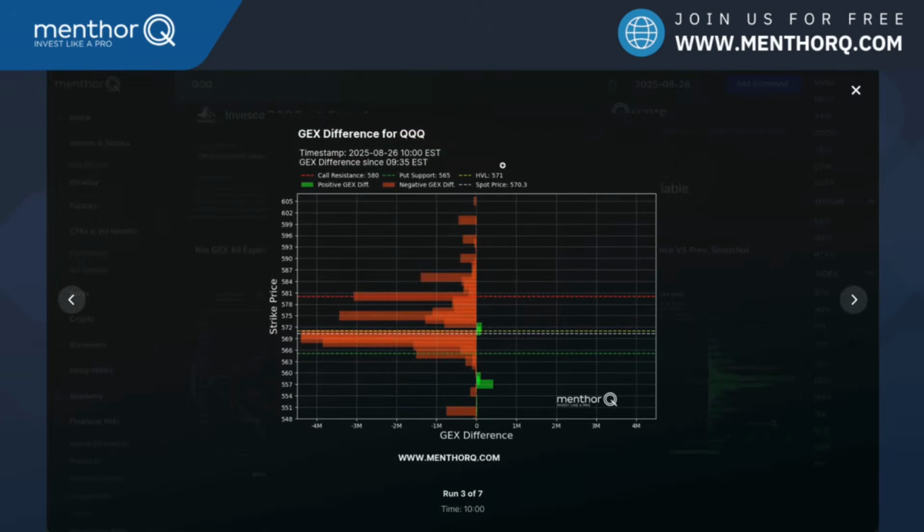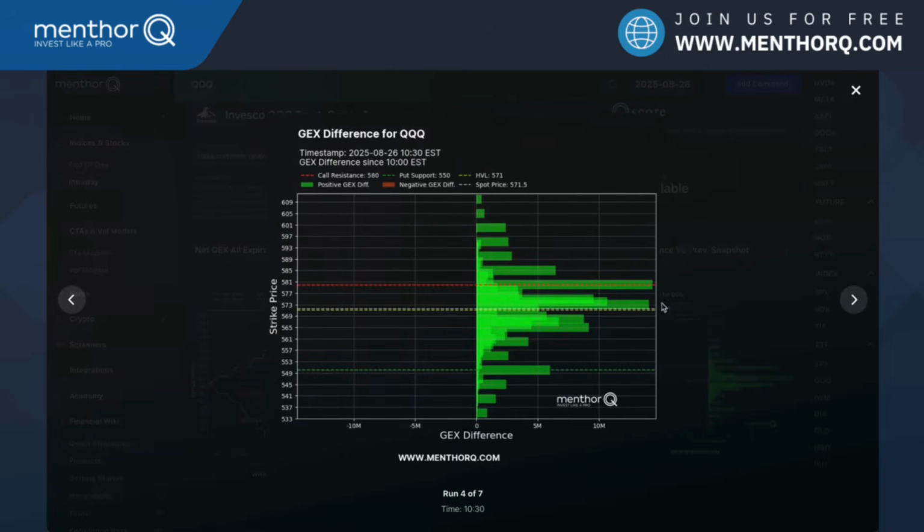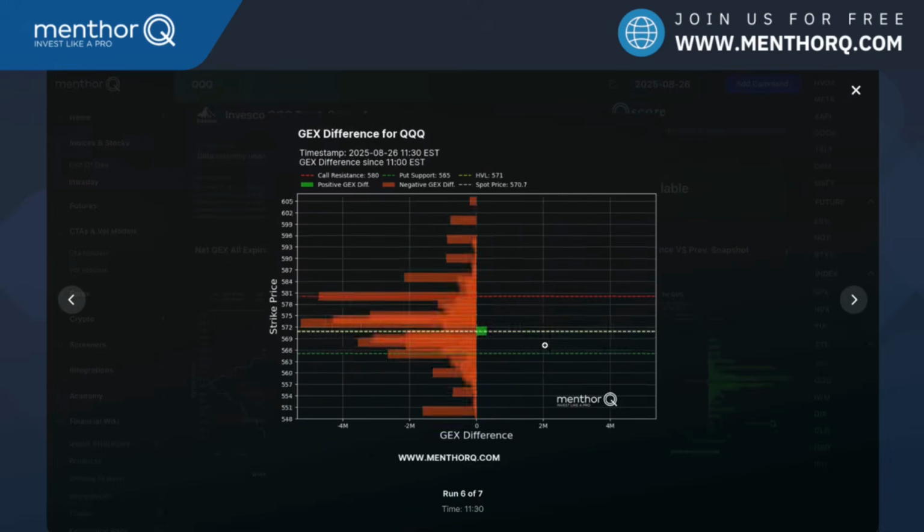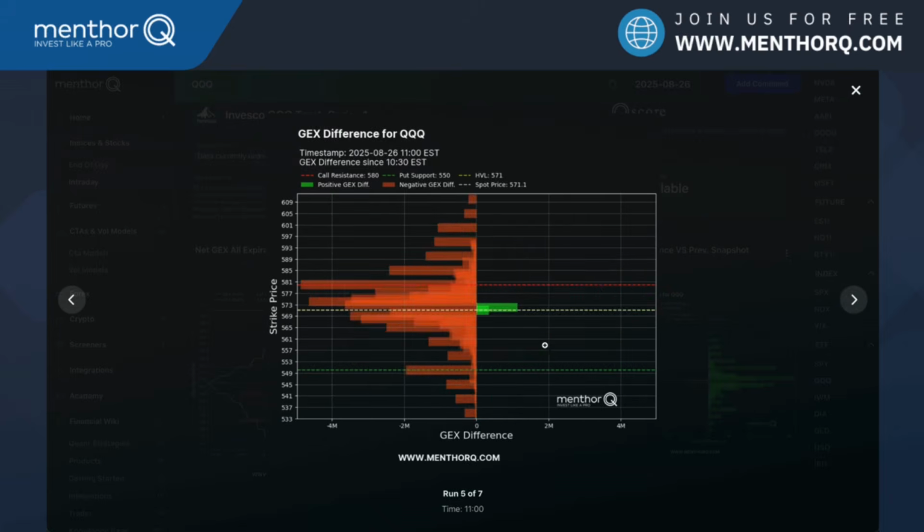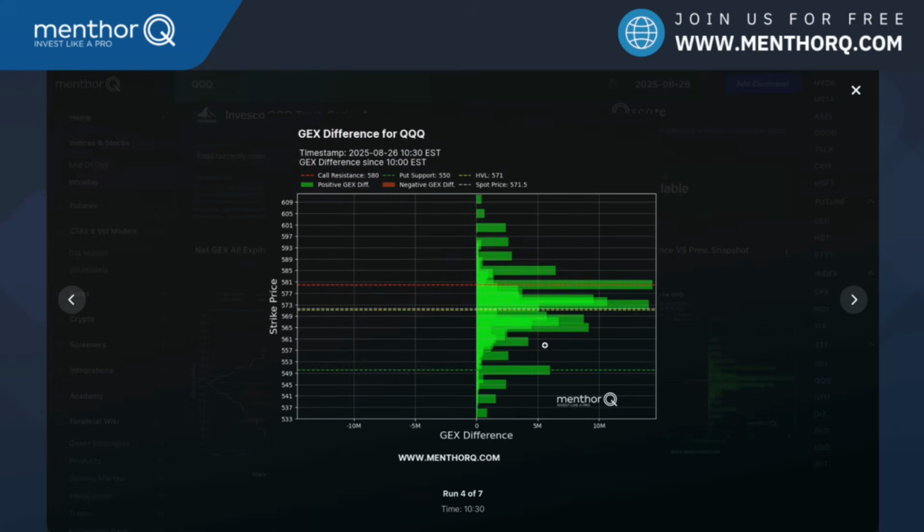Then we look at 10:30 again, and we start seeing a lot of positive gamma happening. So all that negative gamma disappeared? This is like the change from the previous snapshot. So that means this is just how much positive gamma or negative gamma has increased compared to the previous 30 minutes. Okay. So it doesn't mean that the gamma has disappeared. It means that we are having more positive gamma or more negative gamma.